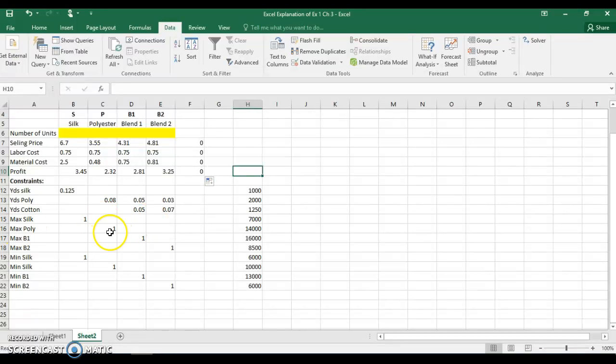And so forth here, one polyester, one B1, one B2. And same for the maximum amounts. All of them are one of each variable that has to be greater than these amounts over here. Alright, so now we're finally going to put this in a solver.